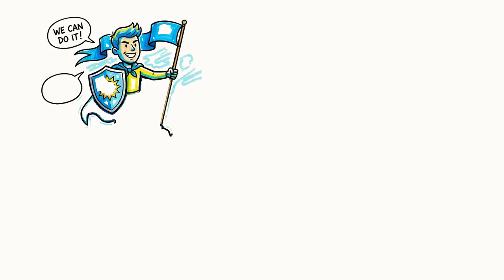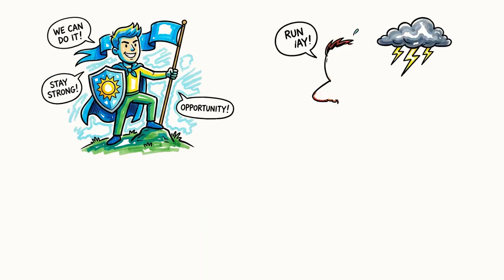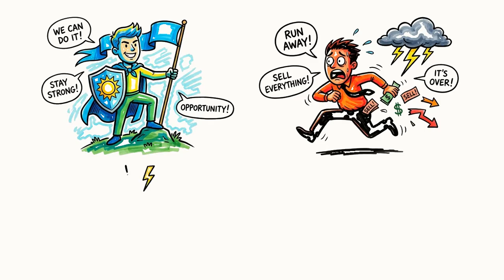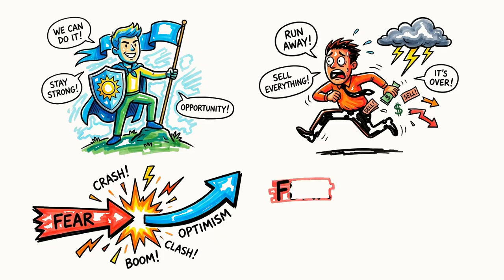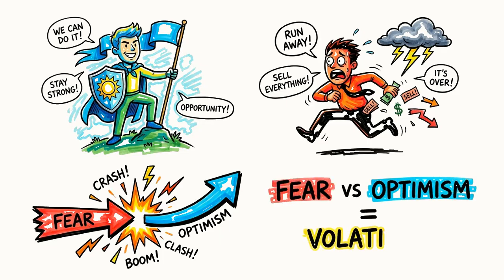The optimists say it's still coming eventually and hold their ground. The fearful say it's dead and start selling. Buyers and sellers clash, prices swing. Nobody agrees on where this land is headed. And that disagreement, that push and pull between fear and optimism, is volatility in its rawest form.